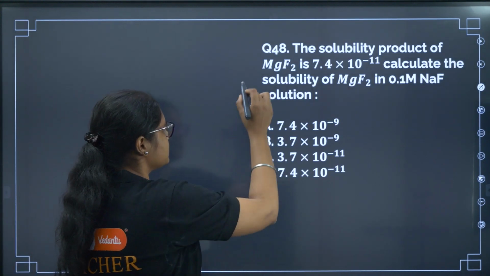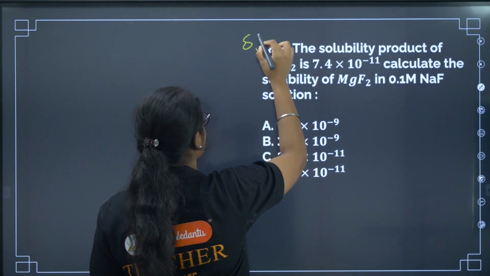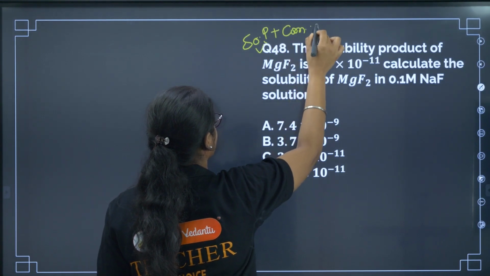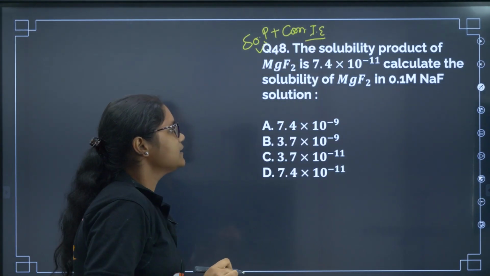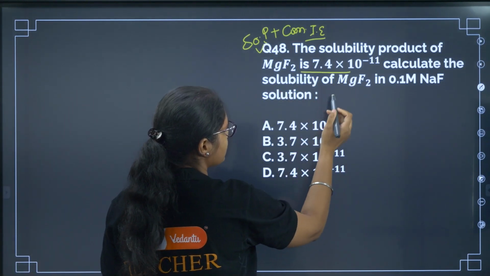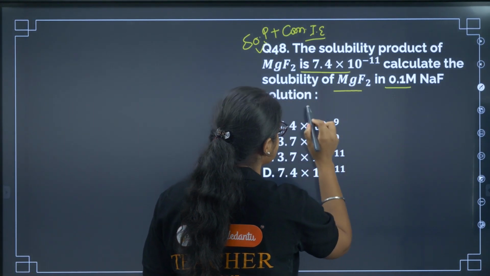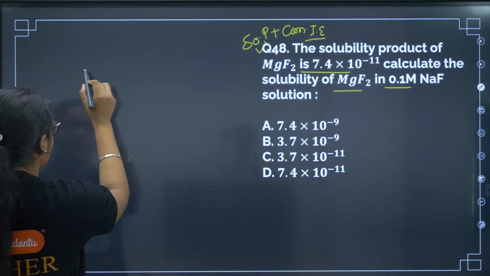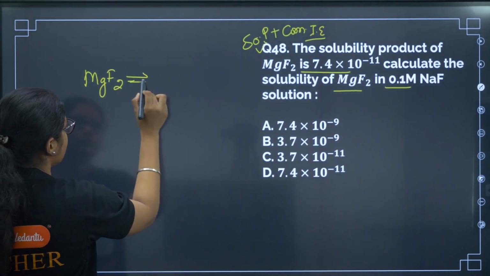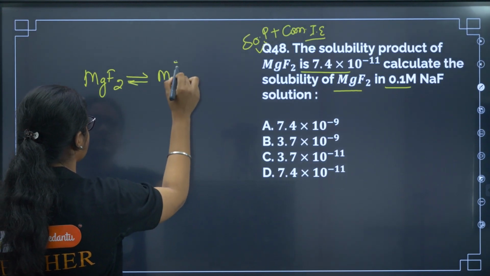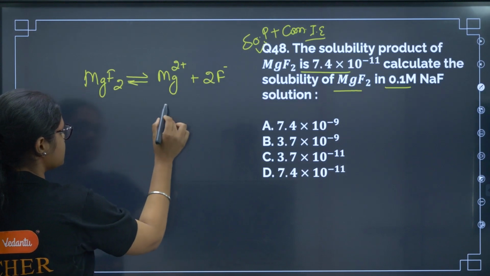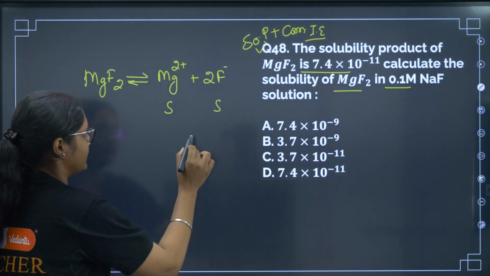Okay, next. So this is an important question from common ion effect. Solubility product plus common ion effect. Okay. See here, the solubility product of MgF2 is given to us. Calculate the solubility of MgF2 in this much NaF. So see here how MgF2 will dissociate. It will dissociate to give you Mg2+ and 2F-. Okay. So let the solubility of these be S and 2S.